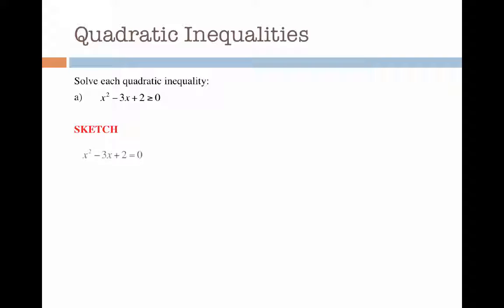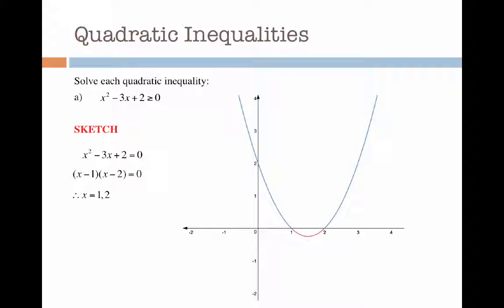In order to sketch a quadratic inequality, we need to factorize and work out what the roots of the equation are going to be. So factorizing this expression, I get x equals 1 and x equals 2. This gives me my parabola. It is concave up because it's a positive x squared, and it goes through the x-axis at 1 and 2.